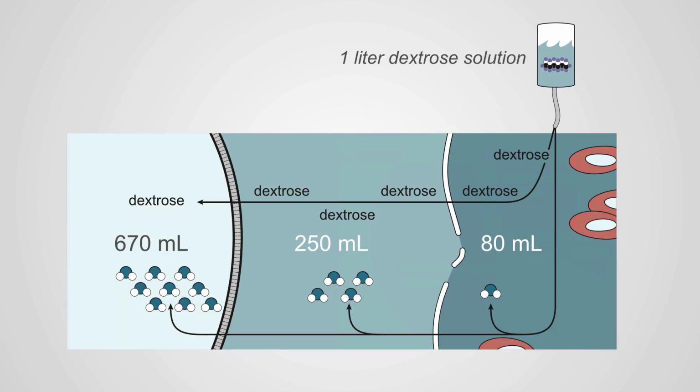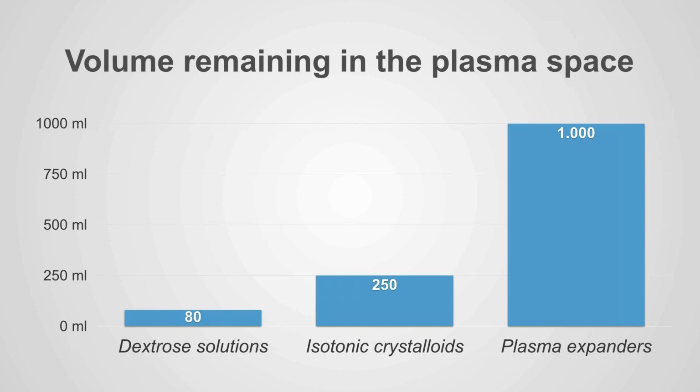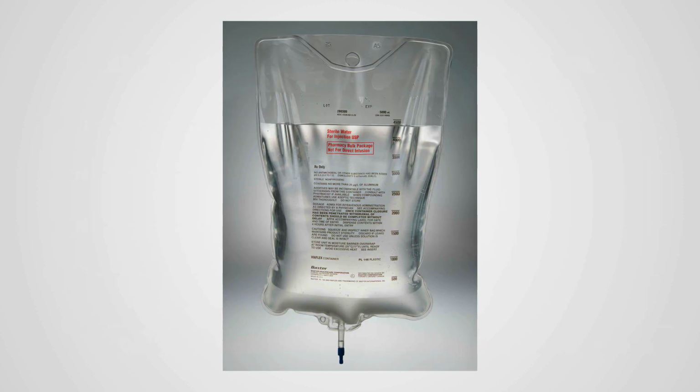And so if you give a liter of D5W or any dextrose solutions, 670 ml, or 2/3 of that fluid, will end up in the intracellular compartment, 250 ml will end up in the interstitial compartment, and only 80 ml remains in the plasma compartment. So when you compare it to the three IV fluids, dextrose solutions are at one extreme with the minimal amount remaining in the plasma compartment. Dextrose solutions really distribute just like a glass of water.